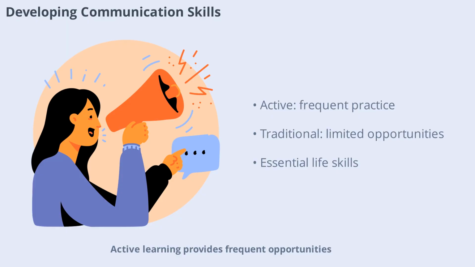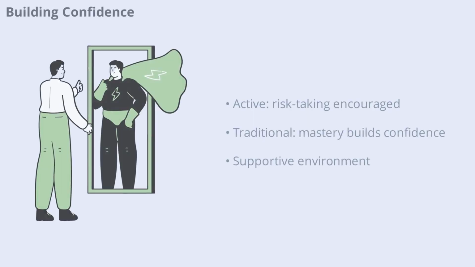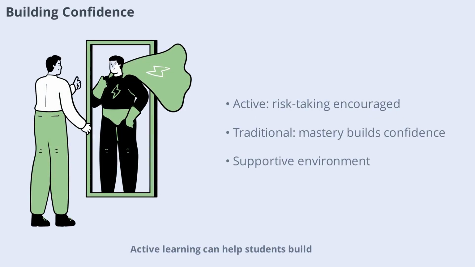Active learning provides frequent opportunities for students to practice speaking, listening, and presenting. Traditional learning may offer fewer chances for communication, but activities like recitations or oral exams can still help students develop these skills. Active learning can help students build confidence by encouraging them to share ideas, take risks, and learn from mistakes. Supportive group environments and positive feedback contribute to a sense of achievement.